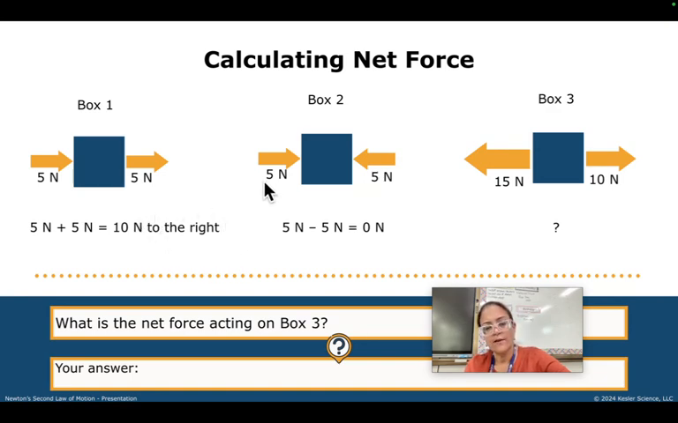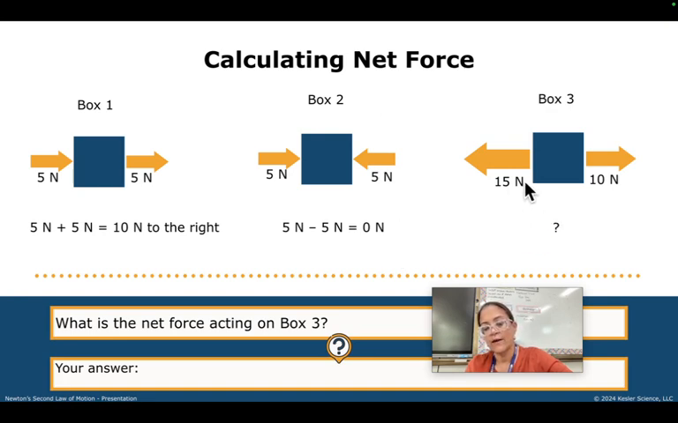So here we have 5 newtons to the right, 5 newtons to the left, and since they are opposite directions, we subtract. 5 minus 5 is 0. So box 2 is balanced forces, and its motion is going to stay the same.